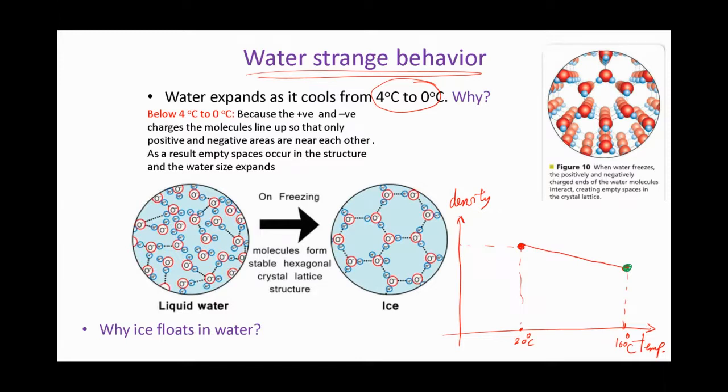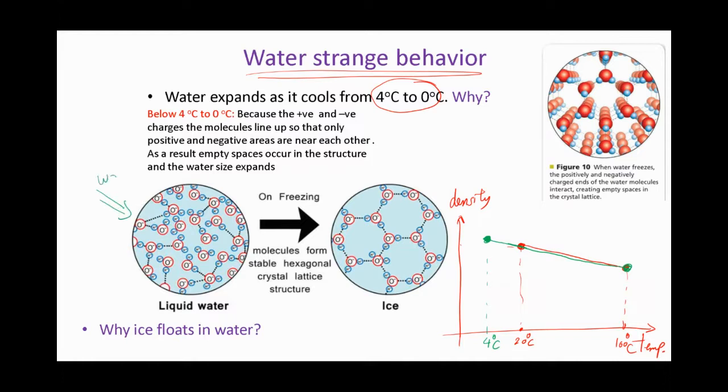If you decrease the temperature of water, its density will increase. But this will happen until you reach around 4 degrees Celsius. So until 4 degrees Celsius, everything is fine and the thermal expansion works fine. But below 4 degrees Celsius, there is something else happening.